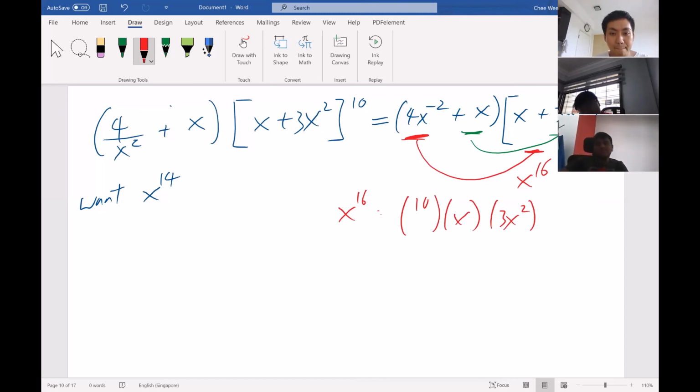For this problem, because you need to solve for the x squared part, and then you also need to solve for the x, right? So in the end, towards the end of your workings, you would have something x to the power 14 plus something x to the power 14 plus something x to the power 14 plus something x to the power 14.